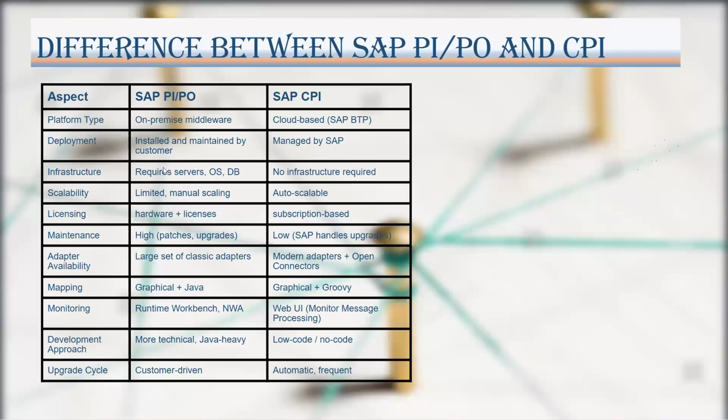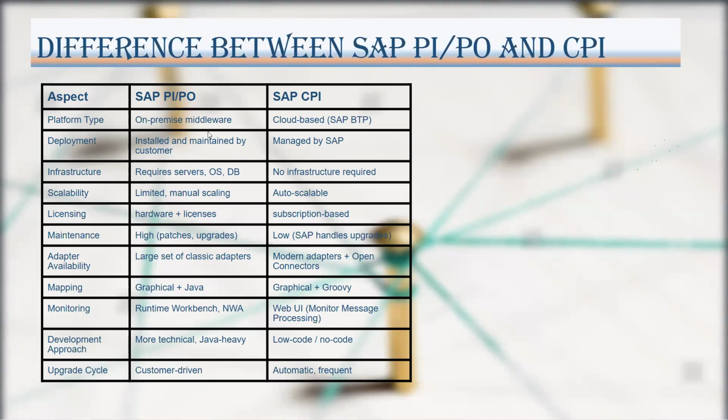So these are the differences. What is PIPO? You already went to the demo session. PIPO is an on-premises integration tool. SAP CPI is a cloud-based middleware. So the platform type: PIPO is on-premises middleware, and CPI is a cloud-based tool.